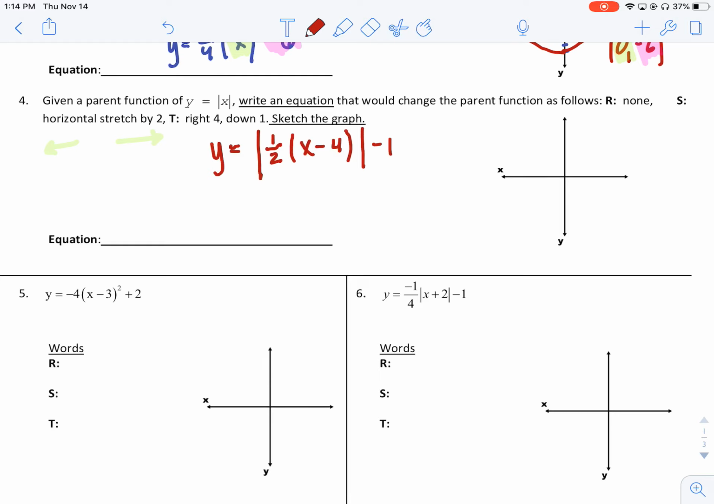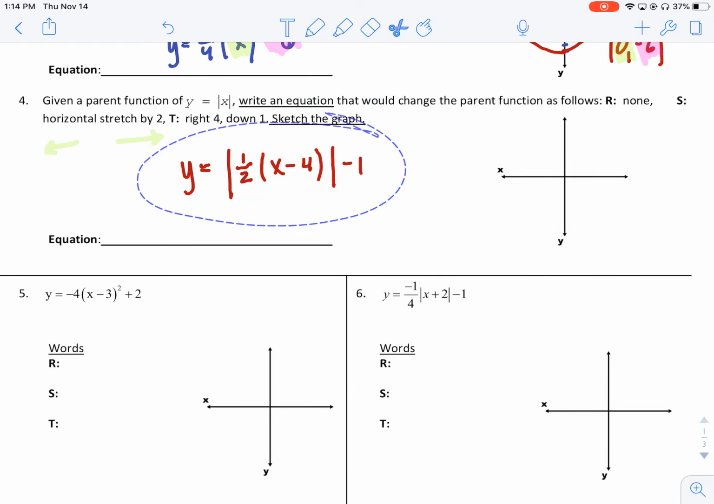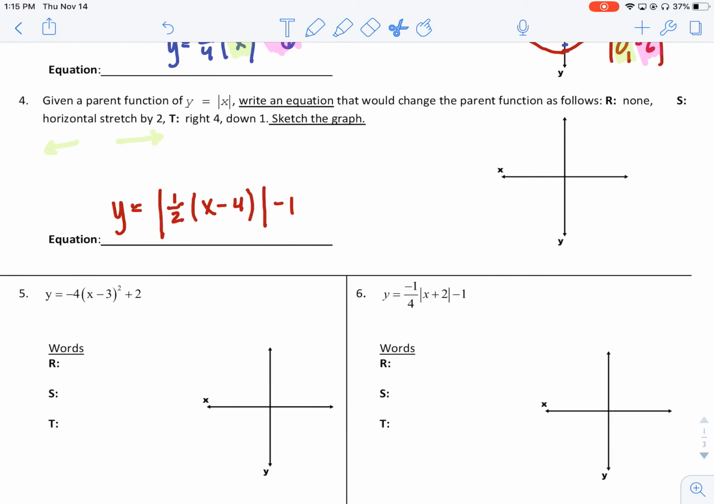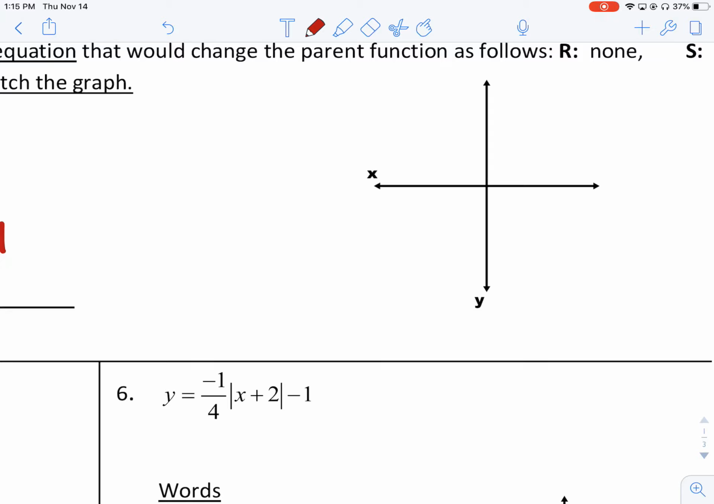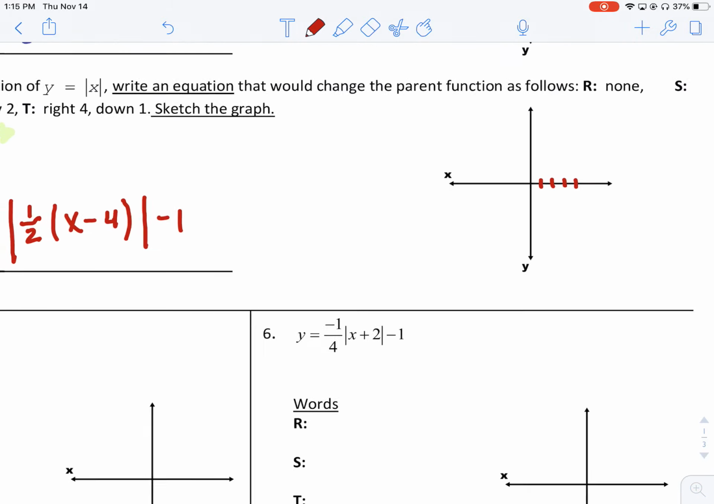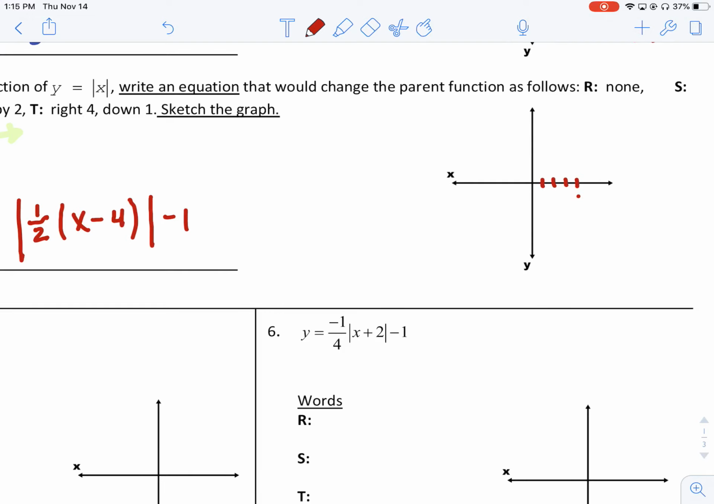So, giddy up. Do a little sketcheroo with that. -4 makes it go to the right 4. And -1. So my vertex now is going to be at (4, -1). You double check your work on your tests. I was talking to the audience, sorry. If you have time, you do.